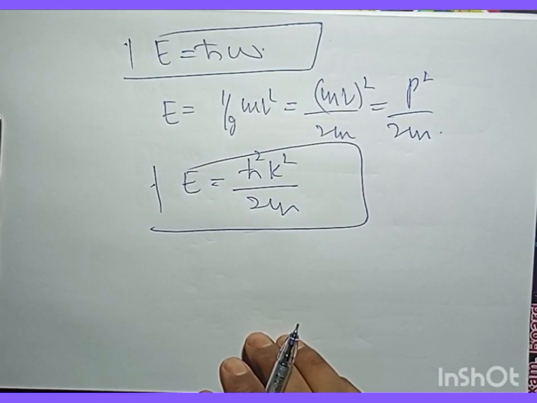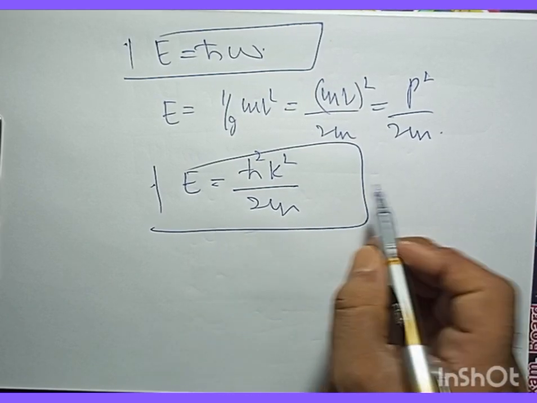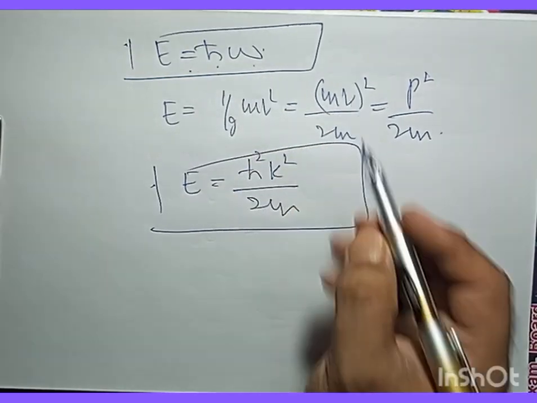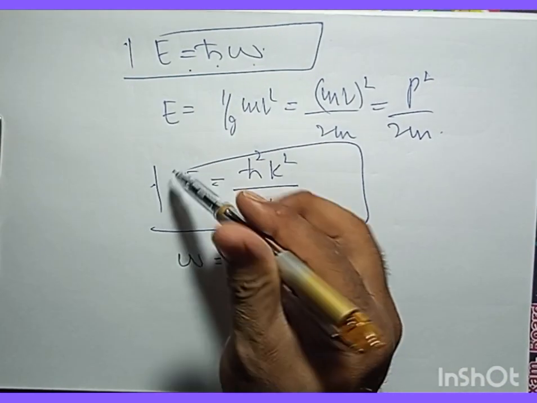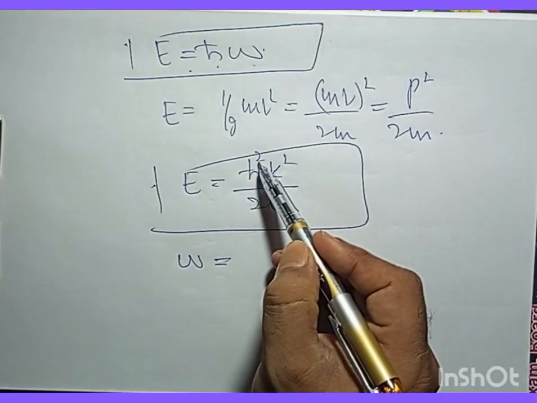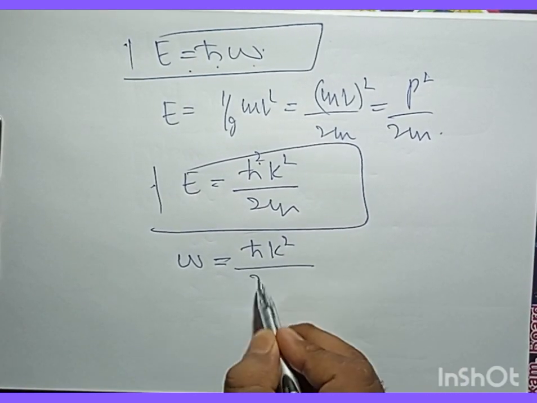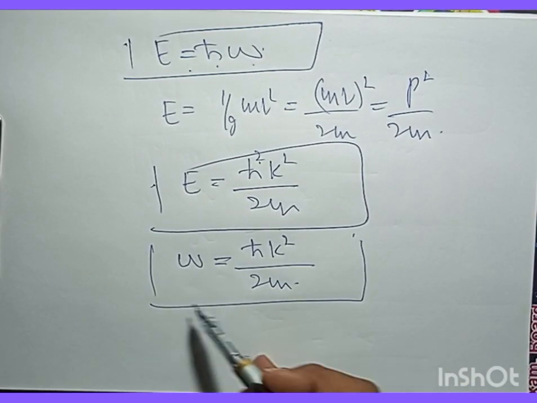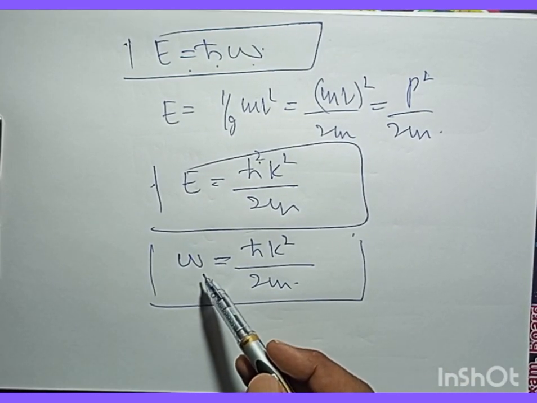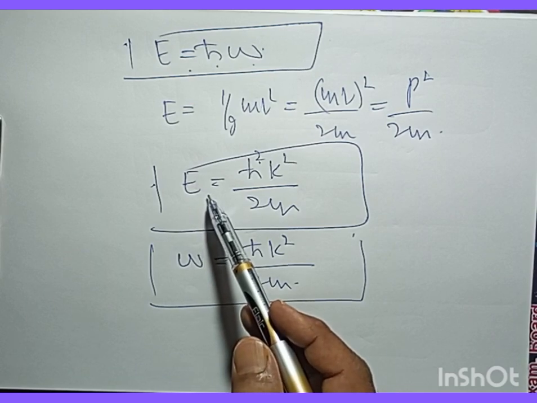So what we see here, we can even boil this down. Because E is h cross omega, I can write omega here, and this h cross will cancel with the square of this, so we'll have omega is h cross k squared by 2m. So this will be the angular frequency of the particle that we have been talking about here, and this will give us the measure of the energy of this free particle.